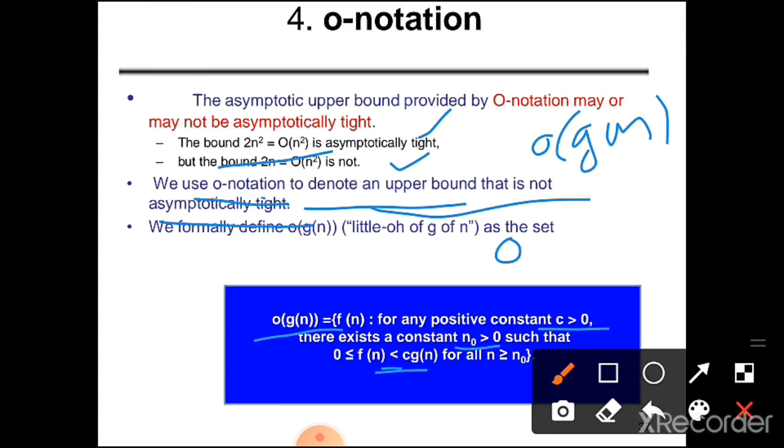Here the equal case does not come, only the f of n less than case comes. So f of n is less than c into g of n for all n greater than or equal to n naught values.